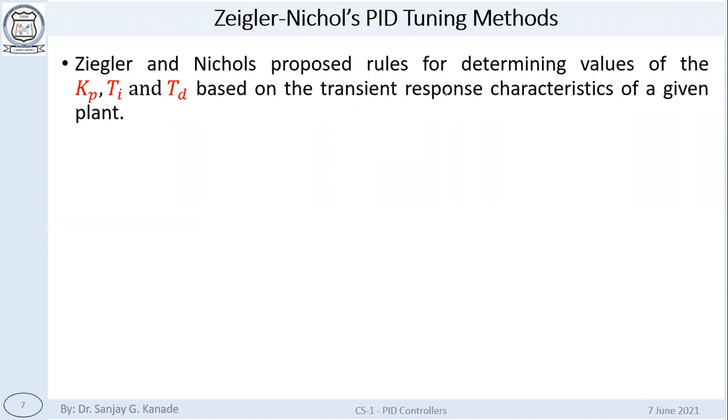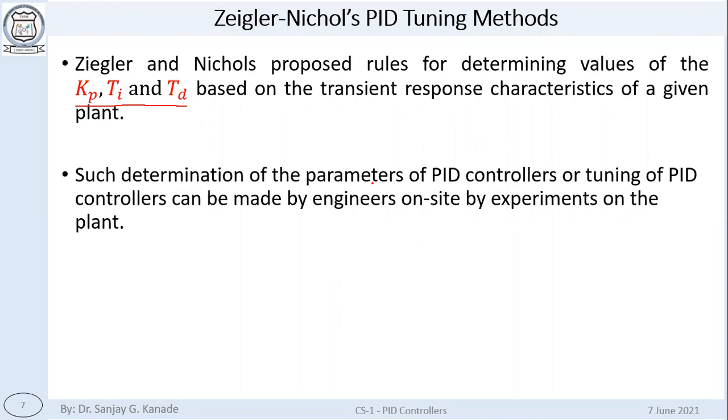Ziegler-Nichols have proposed rules for determining the values of KP, TI, and TD based on the transient response characteristics of a given plant. Remember, based on what? Based on the transient response characteristic. So there are of course two possibilities.